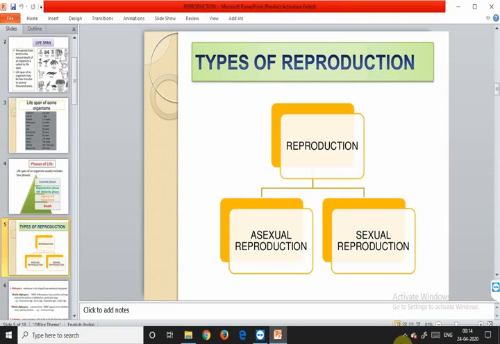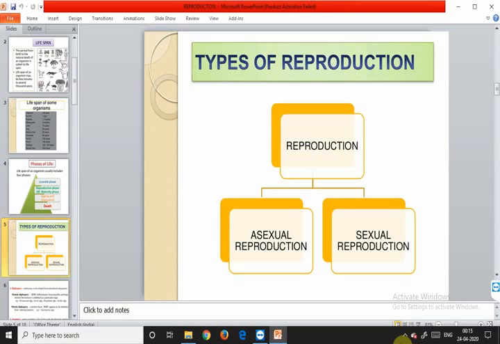Like I told you, asexual reproduction occurs in lower organisms. The protists and monerans are the lower, most primitive organisms. In these, the organism or parent cell divides into two to give rise to new individuals. Thus, in these organisms, cell division itself is a mode of reproduction. There is no difference between reproduction and cell division. Whenever cell division occurs, reproduction occurs.